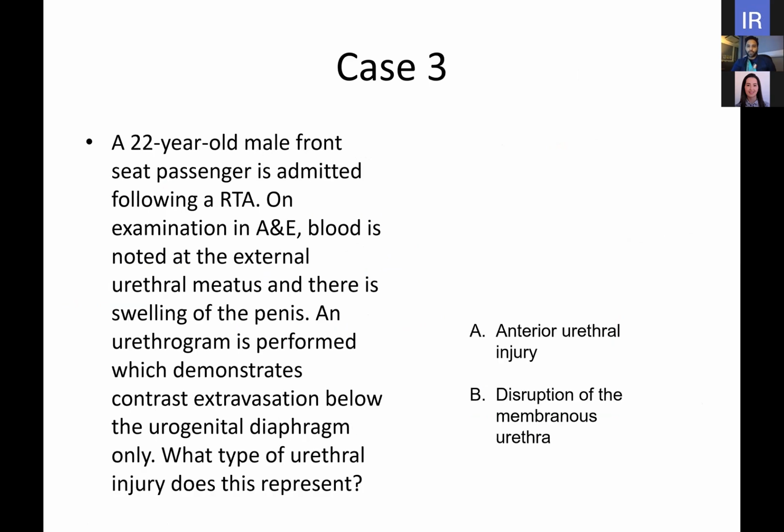So moving on to case 3, I'll let you guys read this for a second. We've got a 22-year-old male front seat passenger admitted following an RTA. On examination in A&E, blood is noted at the external urethral meatus, and there's swelling of the penis. A urethrogram is performed, which demonstrates contrast leaking below the urogenital diaphragm only. The question is, what type of urethral injury does this represent? So cast your votes now. A or B.